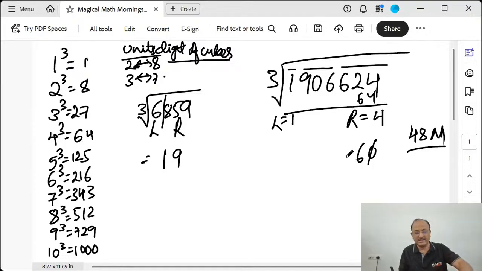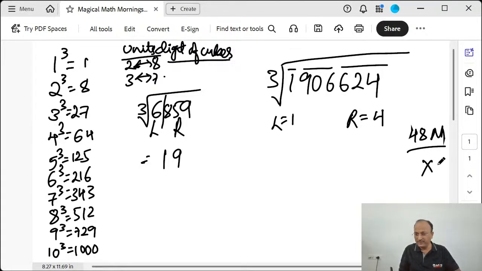You should get 6. To get 6, what should multiply to 48? Definitely you should multiply with 2, correct? 8 2s are 16. Is there any other number? No, so m equal to what? 2. Therefore the cube root of this one is 124. Very simple, correct?